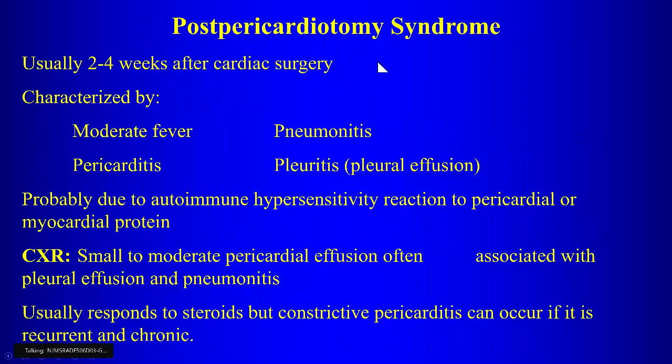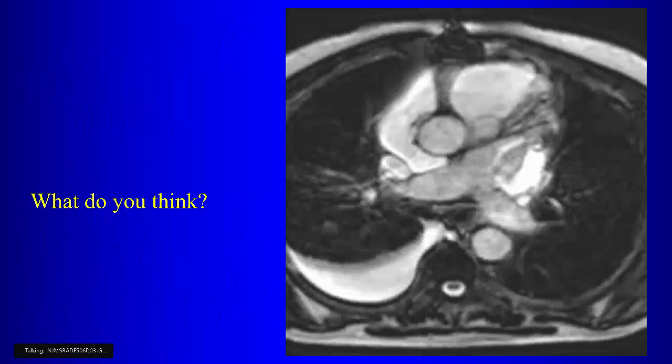surgery, after pericardiotomy. So it's called post-pericardiotomy syndrome. So it's thought to be an autoimmune hypersensitivity reaction to some proteins that the patient is exposed to when the pericardium is violated. Okay? So usually small to moderate pericardial effusions, often associated with pleural effusions, and can be treated with steroids. Right?